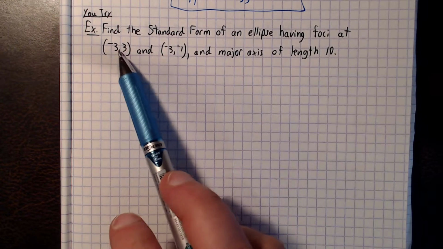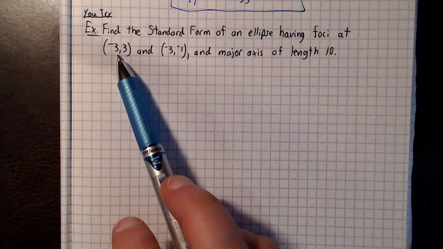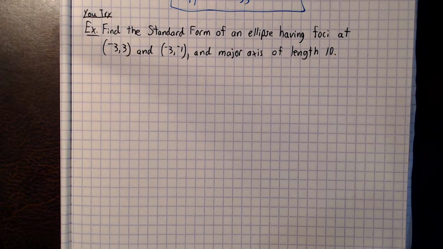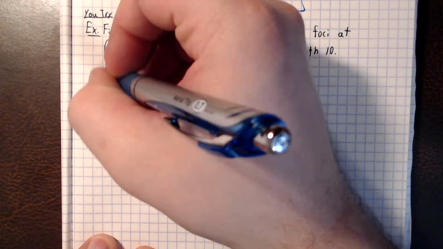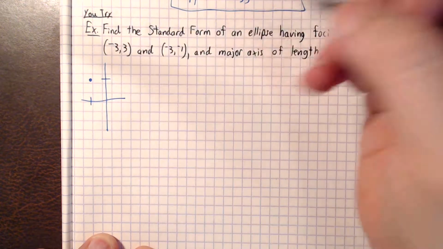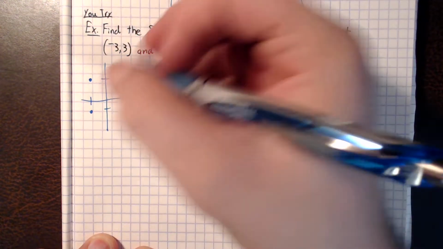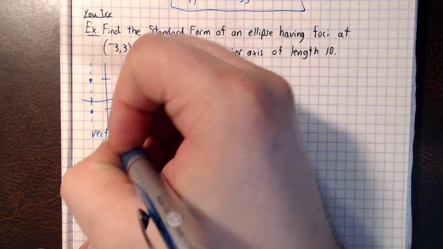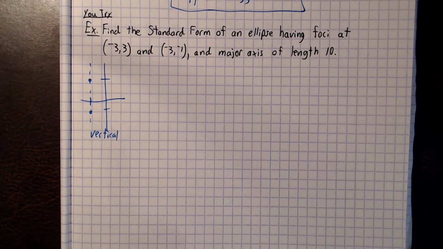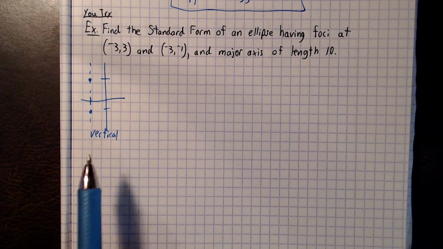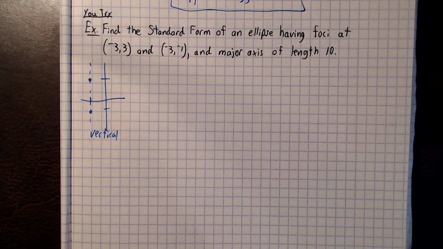They give us foci at (-3, 3) and (-3, -1). And they give us a major axis length of 10. So let's start right away. Let's see what this looks like. (-3, 3) and (-3, -1). That gives us a vertical major axis. So we know when it's vertical that our a term is underneath the y term.